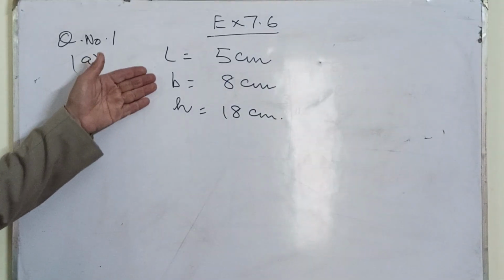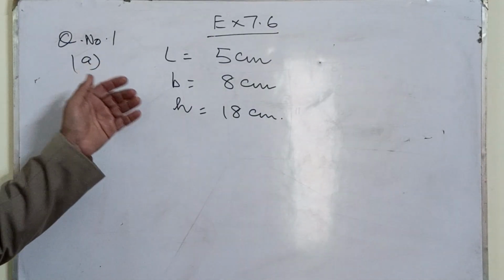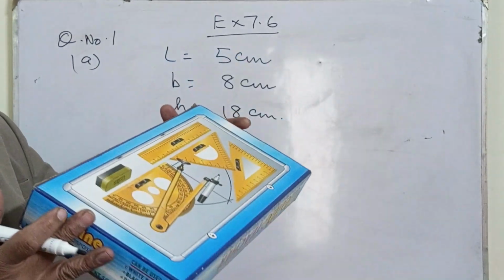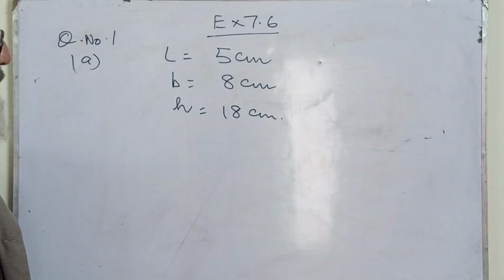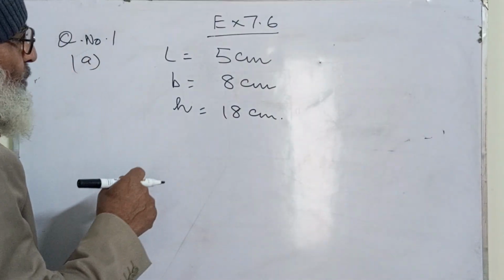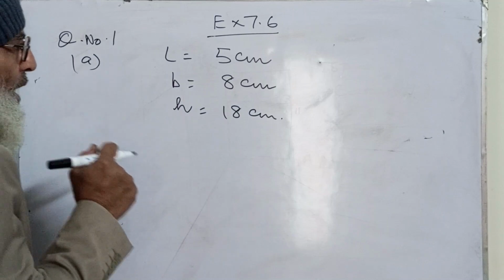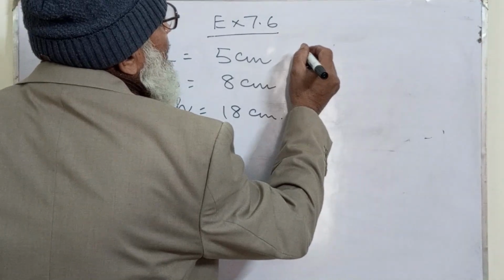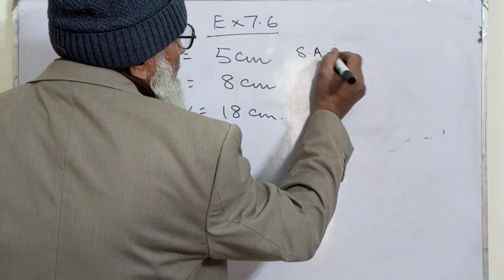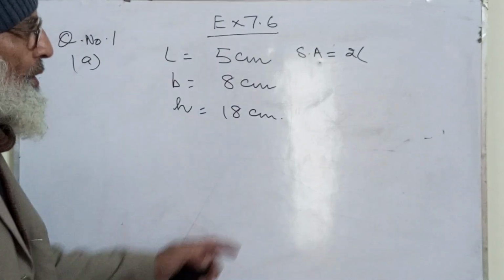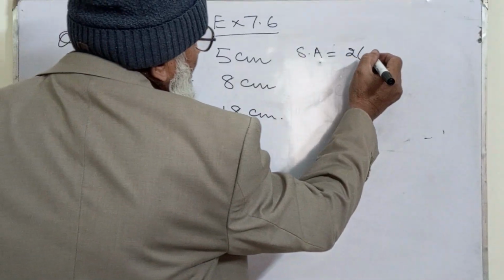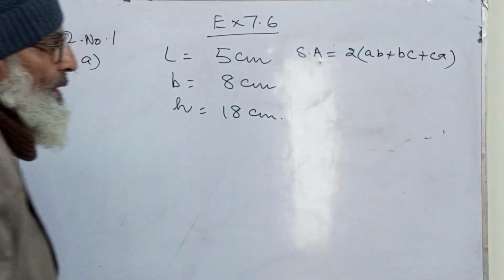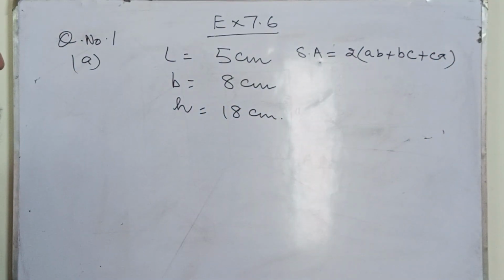Now it is also written that this is a cuboid, and I have already shown you what a cuboid is. So what we do here, for the cuboid, is how we take the total surface area. Surface area is equal to 2 multiplied by (AB + BC + CA). Now what are AB, BC, and CA?